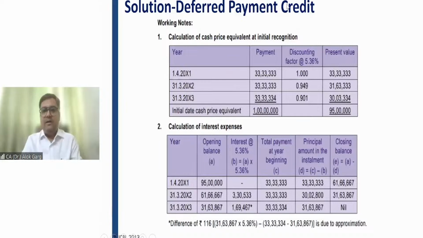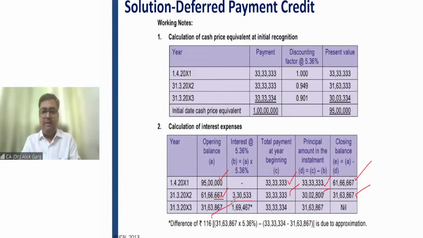Now what happens later on? Let me show you the interest schedule also. On day 1, 95 lakh was the opening balance. The total payment is 33,33,333, all principal, of course, with no interest because it is day 1. So the closing balance is 61,66,667. This will become the opening balance. The interest has to be charged on this balance, 3,30,533. The total payment is this one, so the principal portion is 33 lakh minus 3,30,533, about 30 lakh. The closing balance is this one.